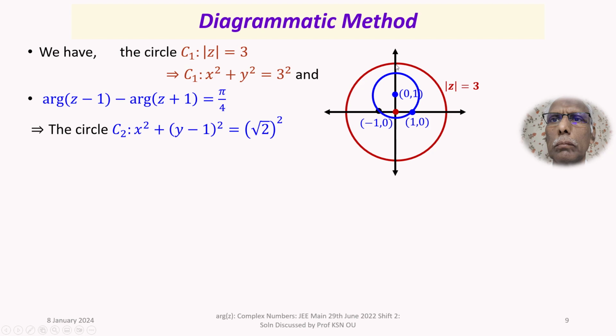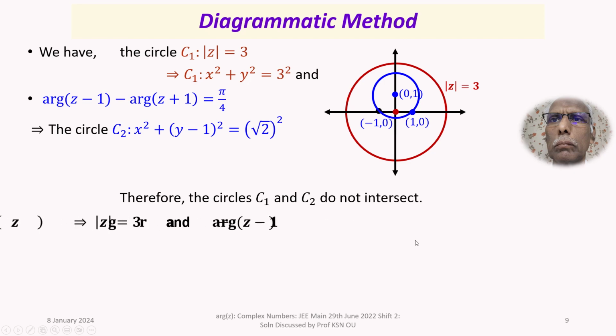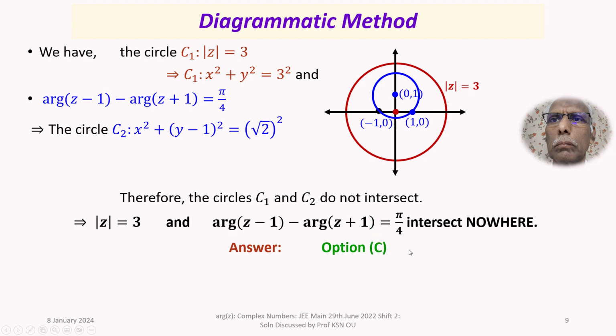And what will be the coordinates of this point? The coordinates of this point are (0, 3). And very clearly 1 plus root 2, the y coordinate, is strictly less than 3. Therefore, C2 completely lies inside C1. Through diagrams you can say that the circles C1 and C2 do not intersect. So, mod z is equal to 3, and argument of z minus 1 minus argument of z plus 1 is equal to pi by 4. They do not intersect. That means they intersect nowhere. Therefore, our answer is option C.